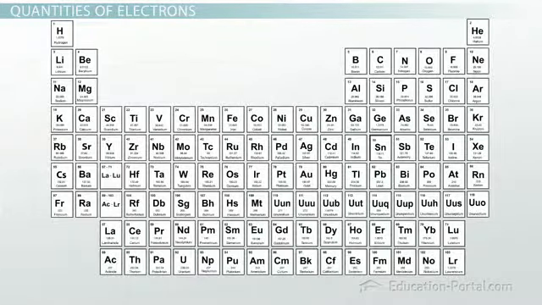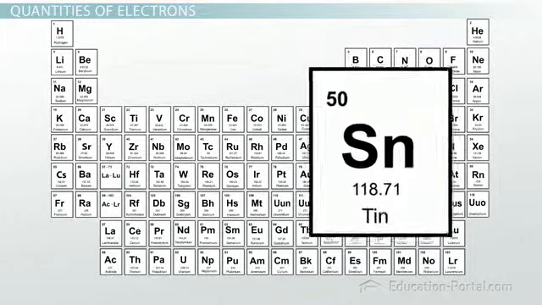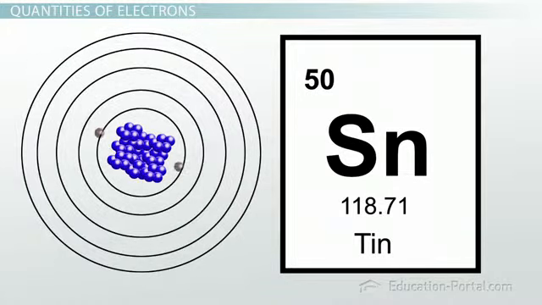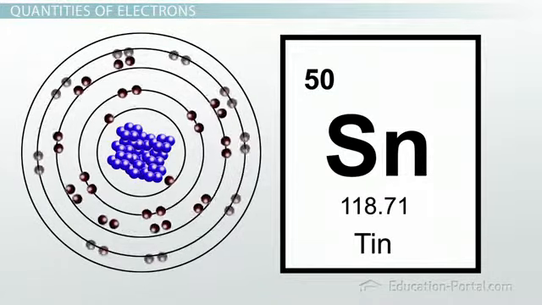Find tin on the periodic table. It is on the middle right side and has the symbol Sn. How many protons does an atom of tin have? The answer is 50, which also means that a neutral atom of tin will have 50 electrons.